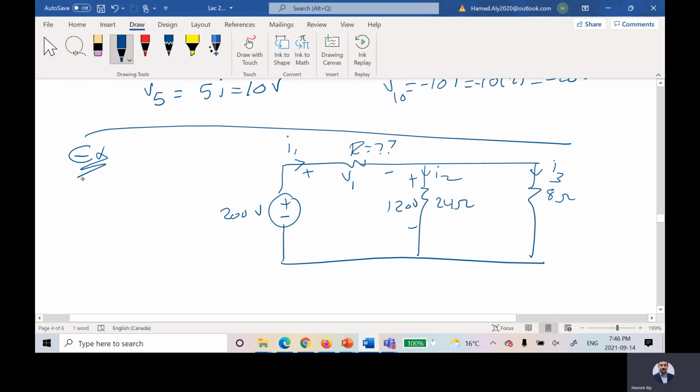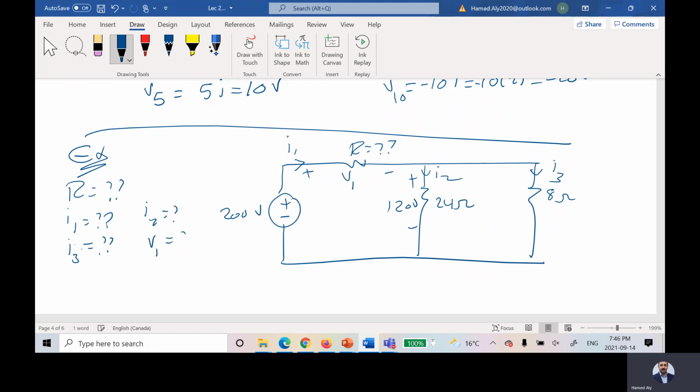So what I would like to find is R, I1, I3, I2, and I would like to calculate V1. This problem is a good problem, and it is the first problem that we are going to solve using KCL and KVL at the same time.